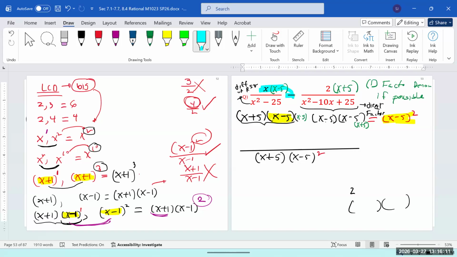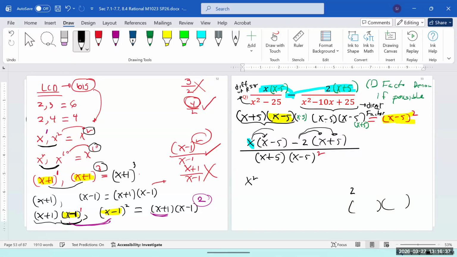We have the first numerator minus second numerator. So let's write them. X times x minus 5 minus 2 times x plus 5. Try to write this out. If you do, then you can see that the subtraction will change the sign. Okay, so what do you get from the distribution of the first numerator?